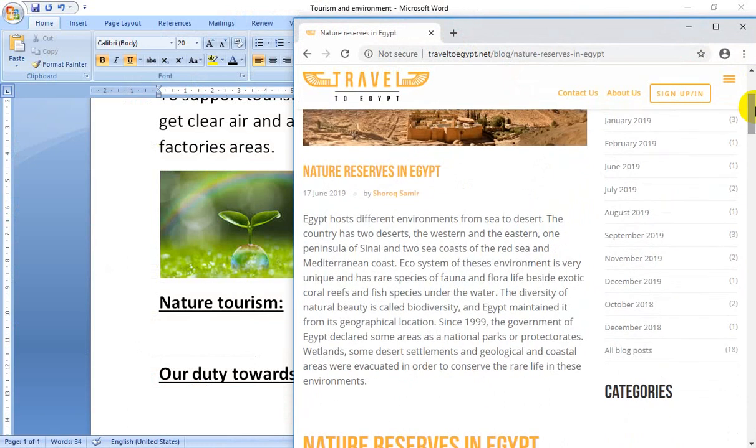Egypt hosts different environments from sea to desert. The country has two deserts, the western and the eastern. Eastern one, peninsula of Sinai, and two sea coasts of the Red Sea and Mediterranean coast. The ecosystem of this environment is very unique, has rare species of fauna and flora. Fauna means animal and flora means plant life. Besides exotic coral reefs and fish species under the water.